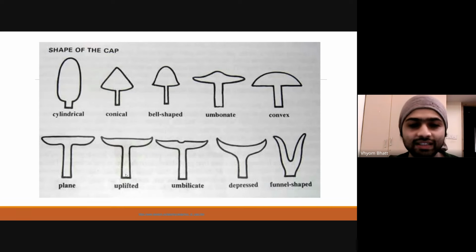So there are some which are cylindrical, which are conical, some are bell shaped, some will have a rising on top, which is ambonate, some are convex, some are plain, uplifted, umbilicate, depressed, funnel shaped. So I'll give you some examples so you can know about this.